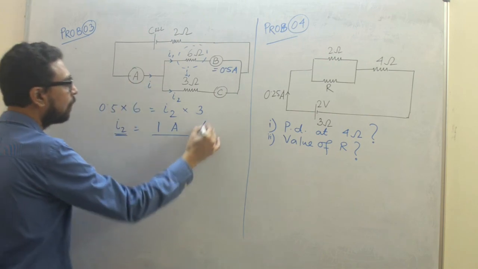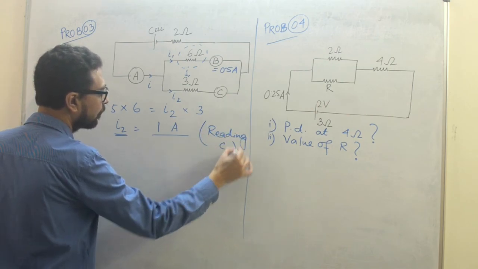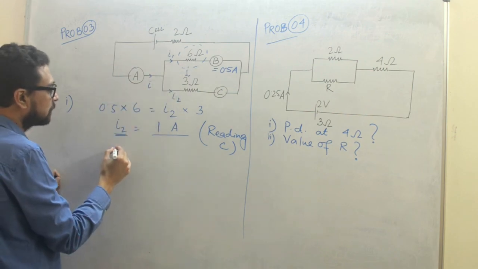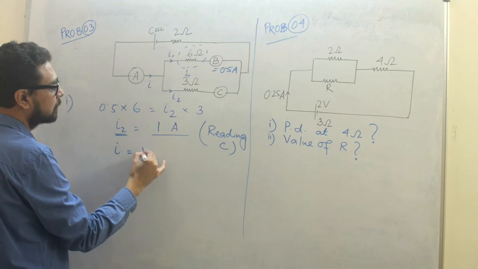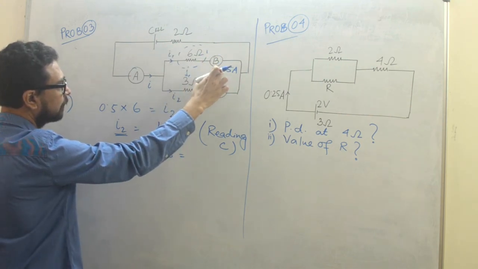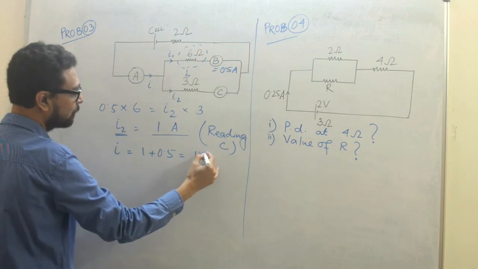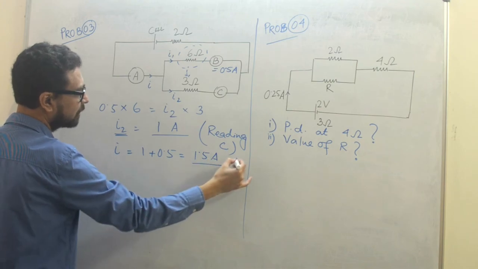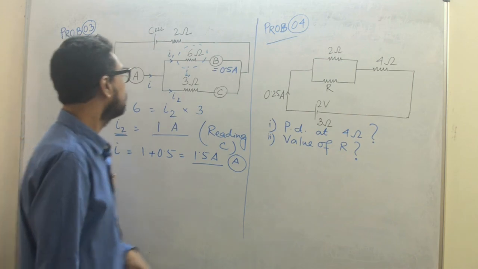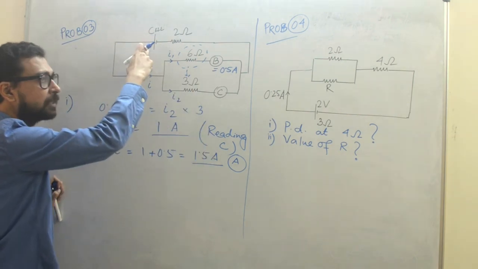So this is the first answer we have already got, and the reading of A is I. So what will it be? The reading of A is 1 plus 0.5. Clear? So 1.5 ampere. This is the reading of A. So these values we have got. So this 1.5 ampere is the current that we are drawing from the cell.